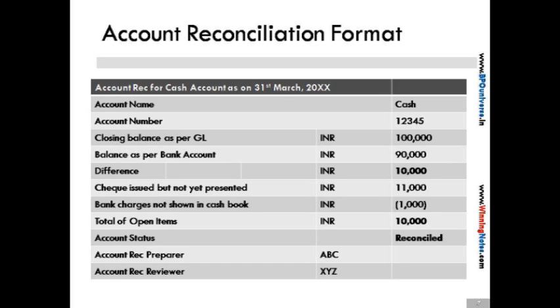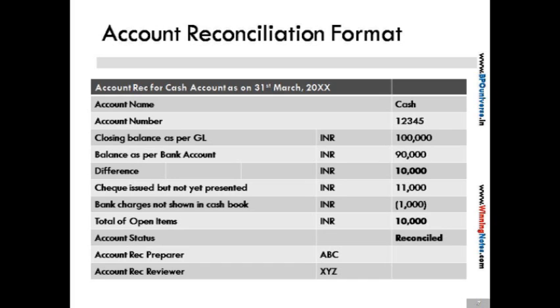We are already aware of timing differences. So the timing difference of 11,000 rupees, which is a check issued but not yet presented, should get automatically reconciled. For the other amount of rupees 1,000 shown as bank charges, we need to make a correction in the cash book. Hence the account status will be reconciled, because we know what are the open items and what is the action that has to be taken on them. The account rec also needs to have a signature of the person who prepares it and the signature of the person who reviews the account reconciliation.